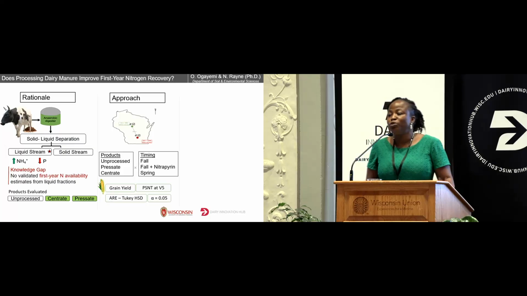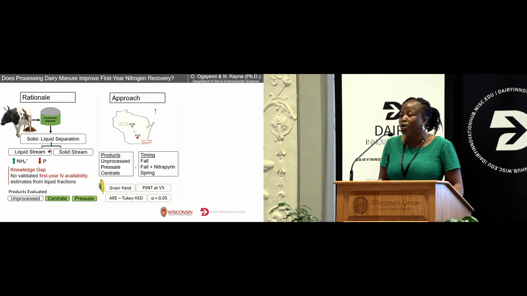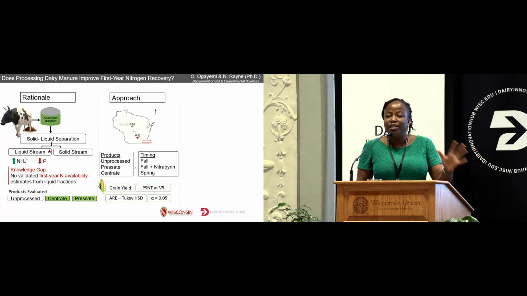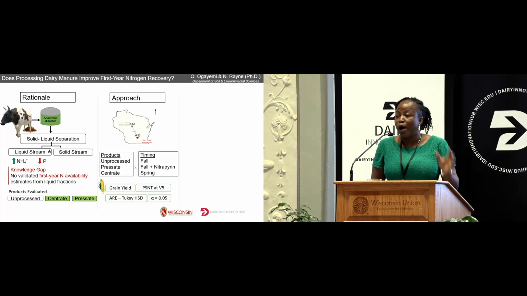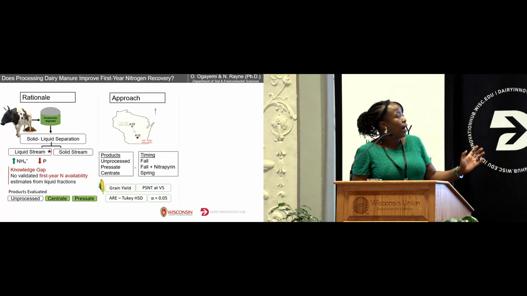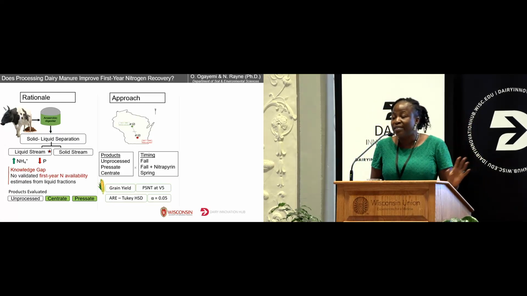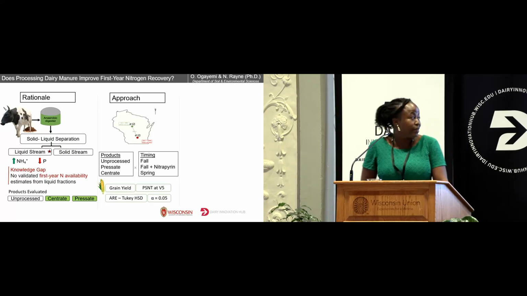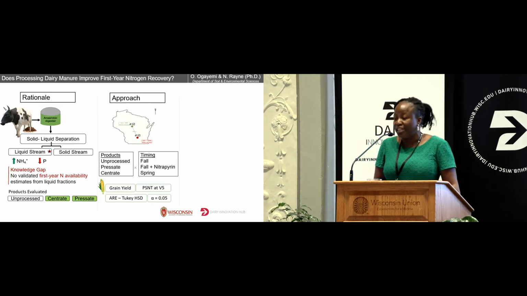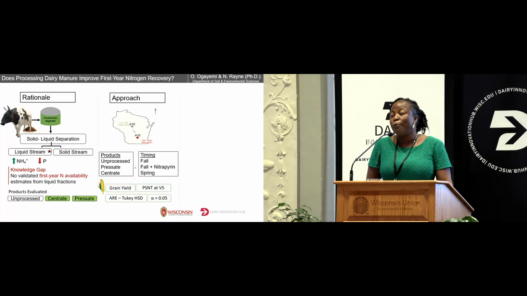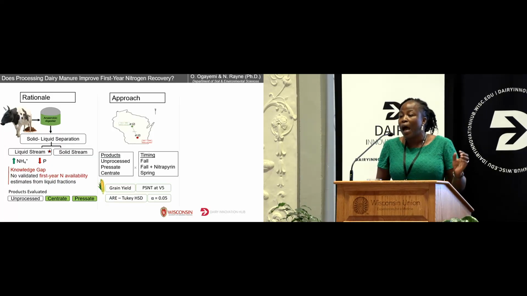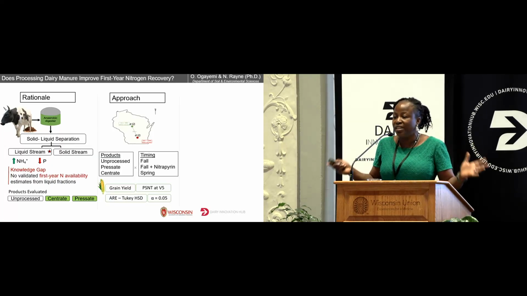We were able to evaluate all these three different products in a corn system. Majorly, the parameters we monitored were the grain yield, the pre-plant nitrogen test, the pre-sidedress nitrogen test, and also the corn yield, from which we were able to determine the apparent nitrogen recovery from these three different products.